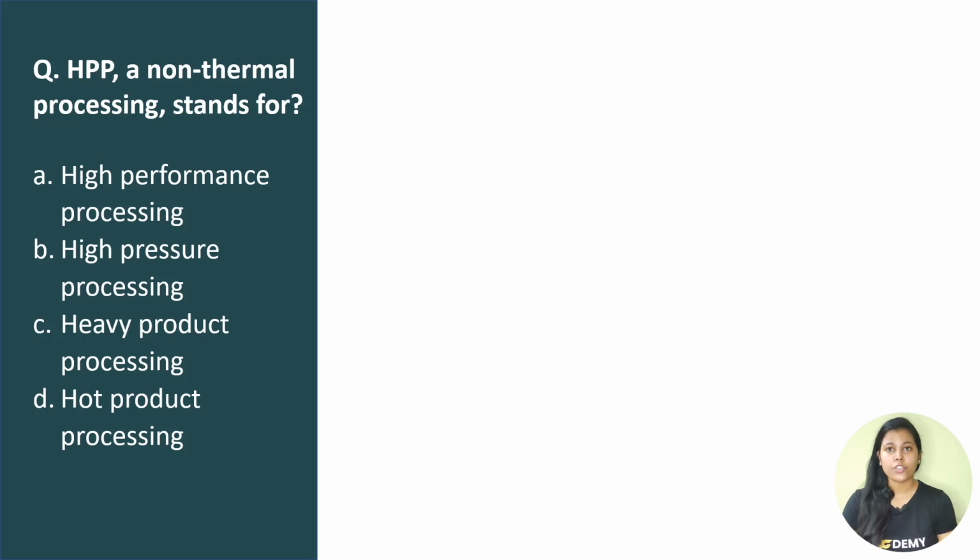Now we move to the next question, which is related to processing. HPP, a non-thermal processing, stands for what? They are asking what it stands for. High performance processing, high pressure processing, heavy product processing, hot product processing. It's a very simple question. You must know what HPP stands for, and it's a non-thermal process. HPP stands for high pressure processing.